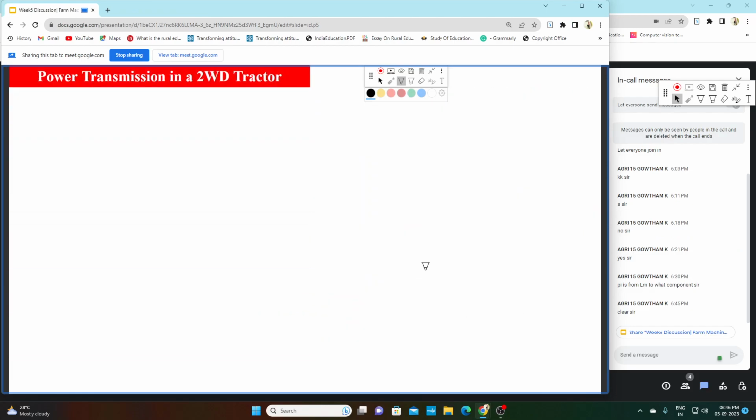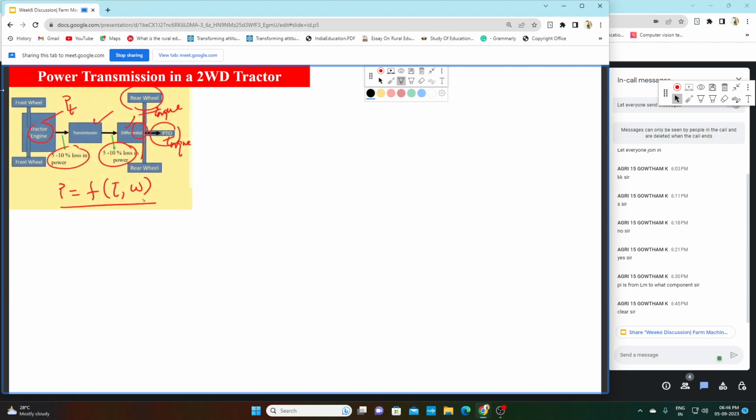Now we will see power transmission in a two-wheel drive tractor. This is one of the most important diagrams in farm machinery. This will be asked to you again and again. This diagram is known as the power flow diagram of a tractor. In a tractor, the power is generated by an IC engine, or internal combustion engine, here written as tractor engine.